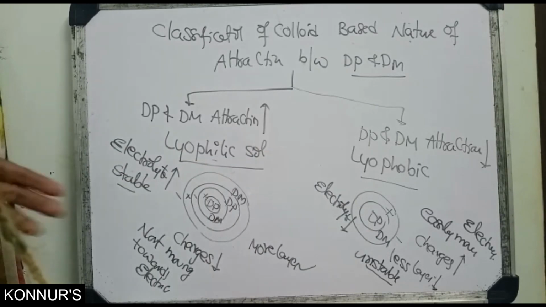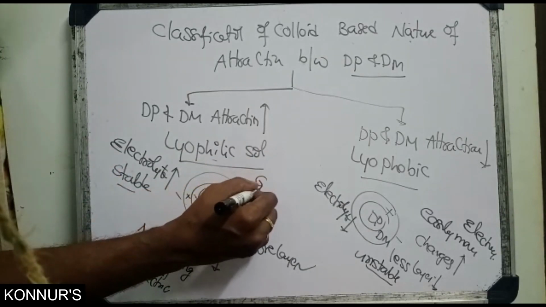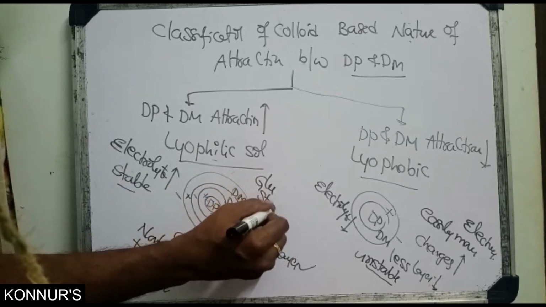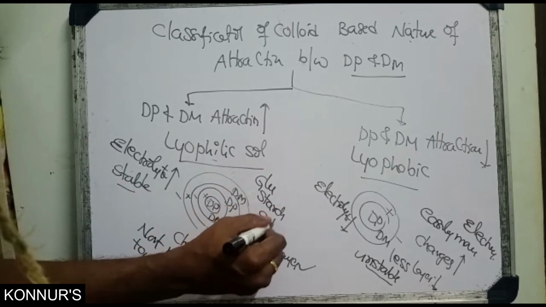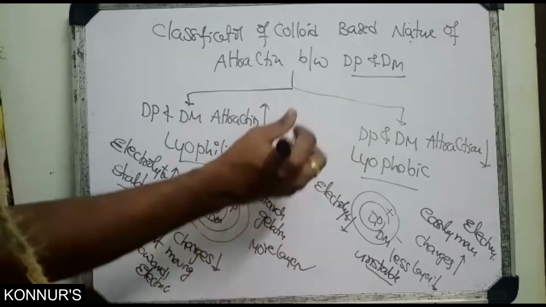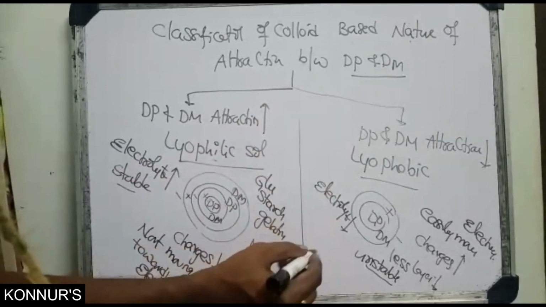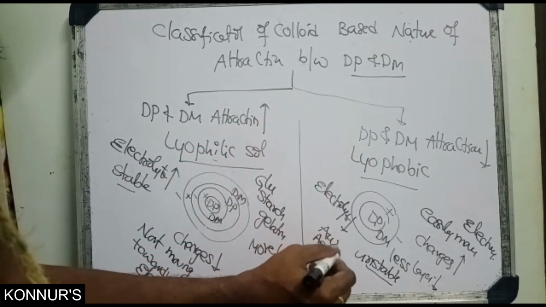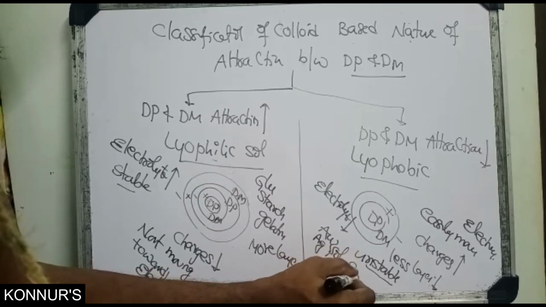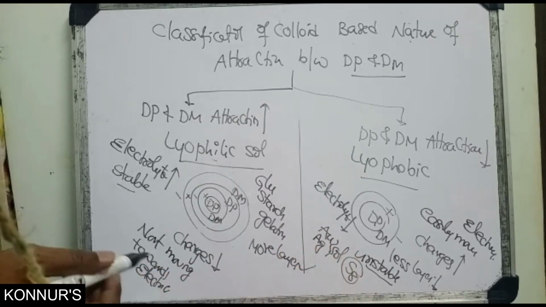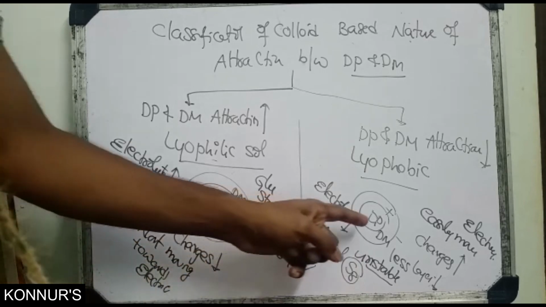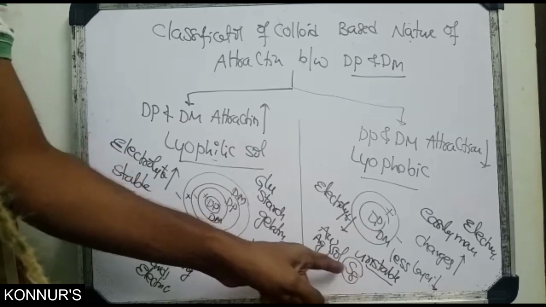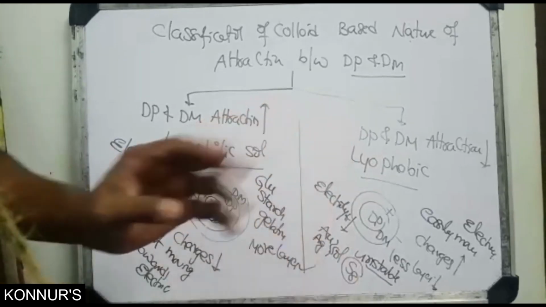Next, what are the examples for this? You can take glue, starch, water, gelatin; these come under this. Next, what are the examples here? Gold sol or silver sol or platinum sol, otherwise sulfur sol. Those come under this. There are weak attraction forces between dispersion phase and dispersion medium. Generally you take water, so there is less attraction with water.